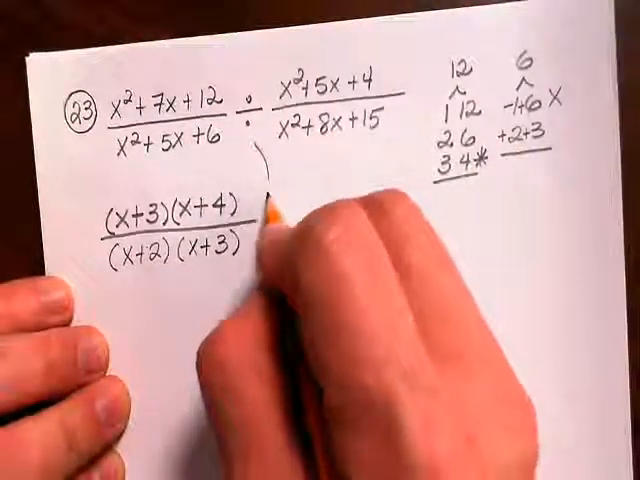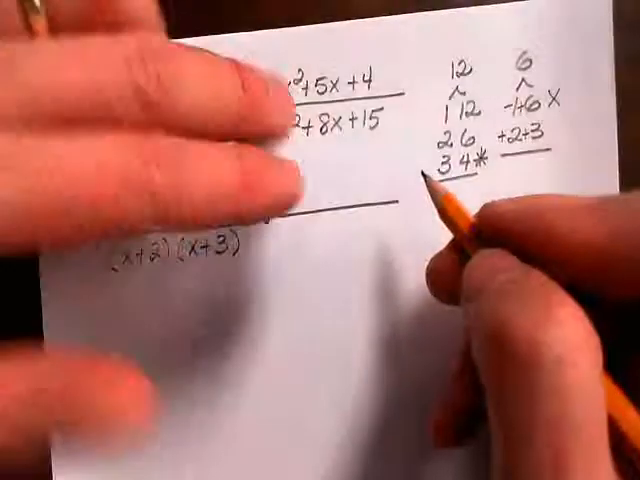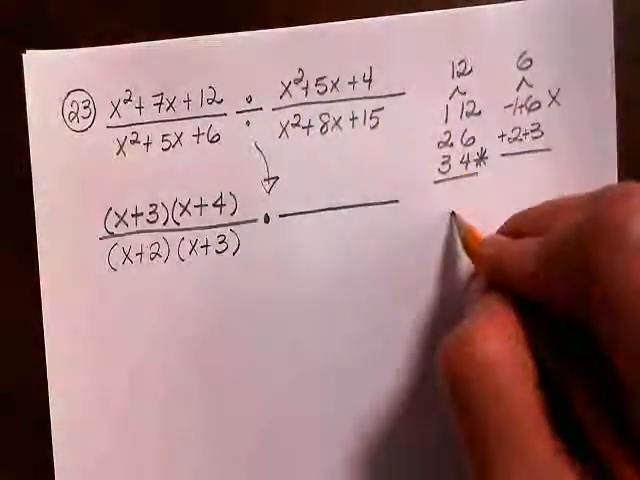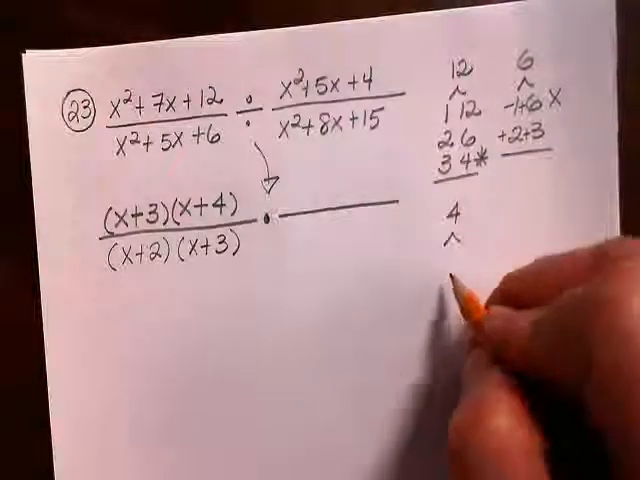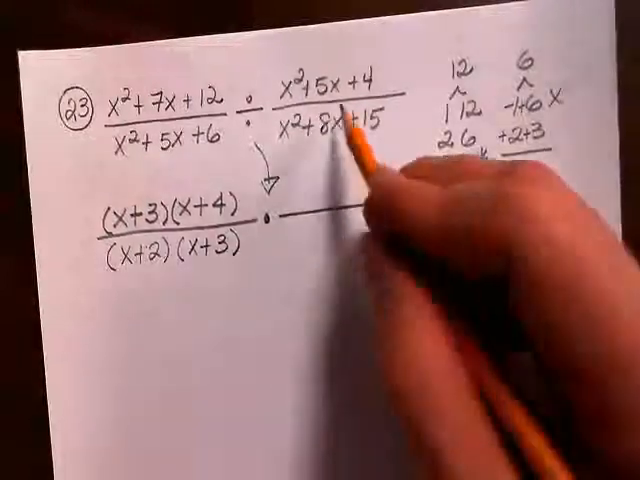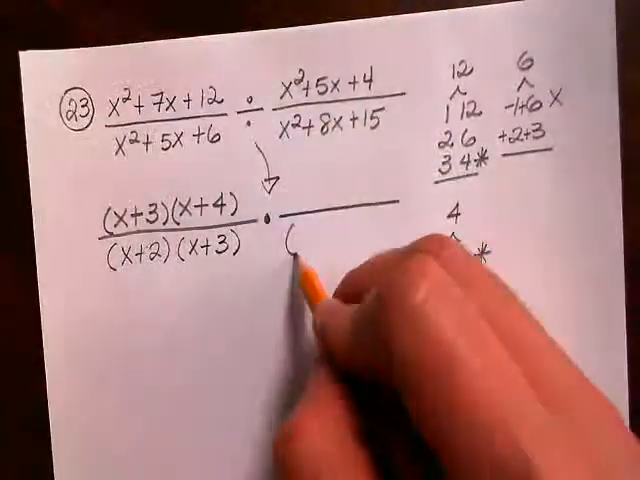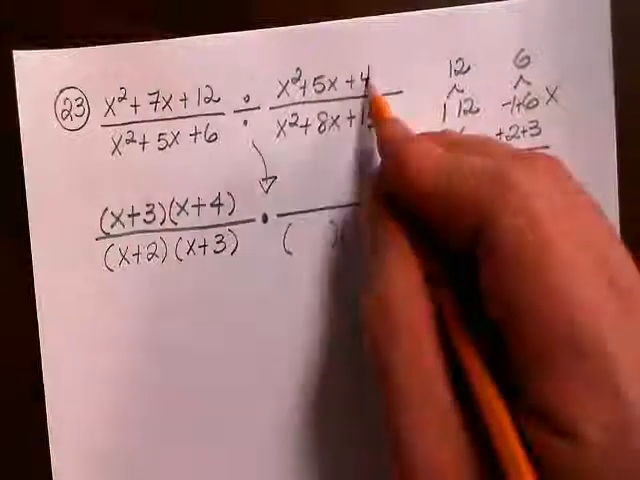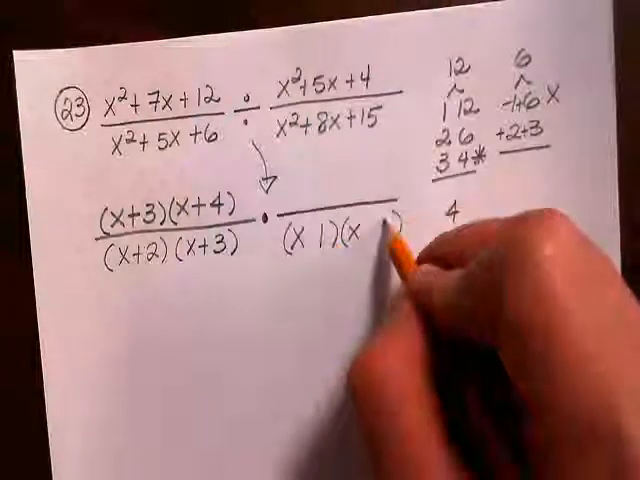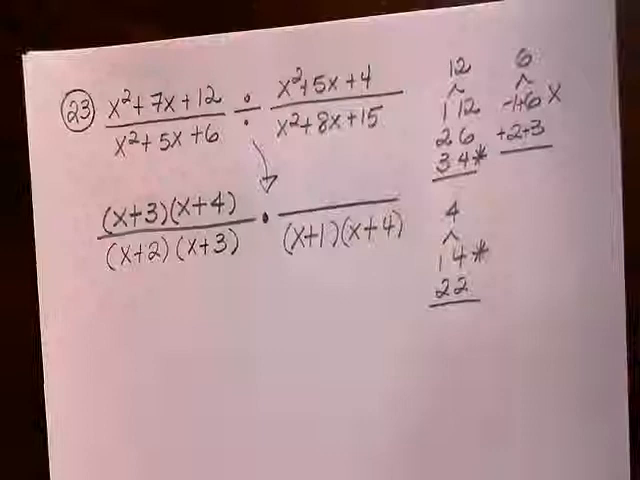We're going to change the division to times, and we're going to flip the second term. But first we have to factor. So this would be 4, 1 and 4, 2 and 2. Which one gives me a 5? 1 and 4. So we're going to put this in the bottom. So it's going to be x plus 1 and x plus 4. 4 is positive. 1 is also positive.